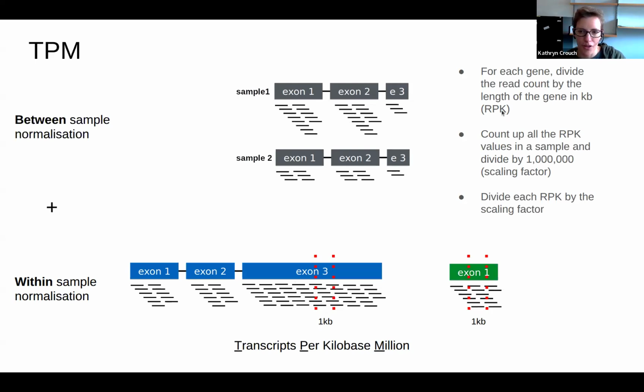We then count up all of the RPK values for all of the genes in our sample, and we divide that by 1,000,000. And that gives us a scaling factor, and that scaling factor is accounting for the between sample normalization. And then we're going to divide for every individual gene. We're going to take the RPK that we calculated from that gene in step 1, and we're going to divide it by the scaling factor that we calculated in step 2. And that's going to give us our TPM. In the data you've been given, we counted the reads with StringTie, and StringTie will also give us the TPM value. So we get both of those things from StringTie.